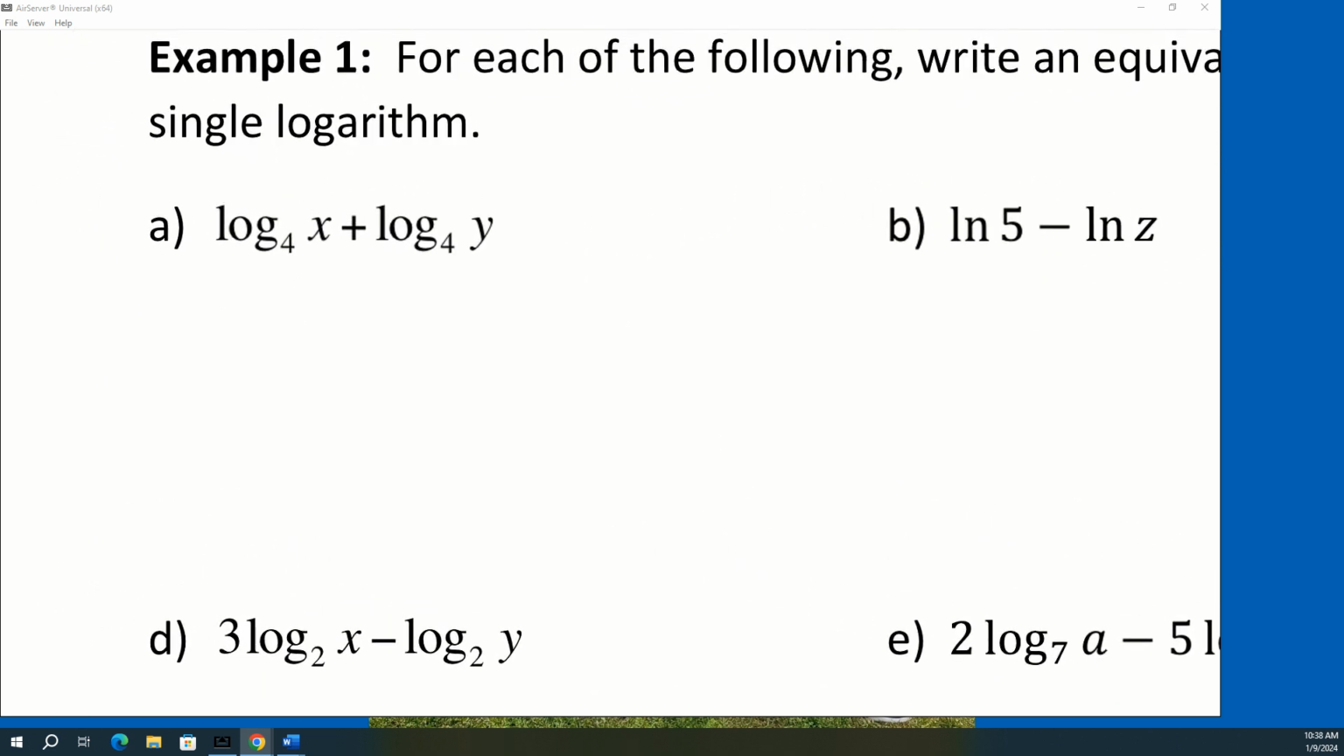All right, so for example 1, we have log base 4 of x plus log base 4 of y. So we're going to bring that together as one logarithm, and the base obviously is going to be the same, log base 4. If we have two logarithms added, what do you think we use to bring them together as one logarithm? Multiplication. So it's going to be log base 4 of xy.